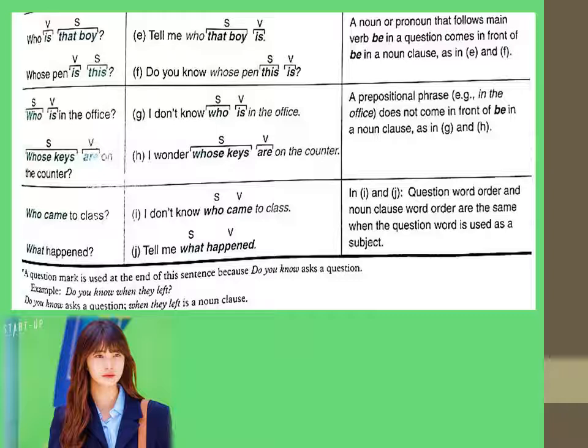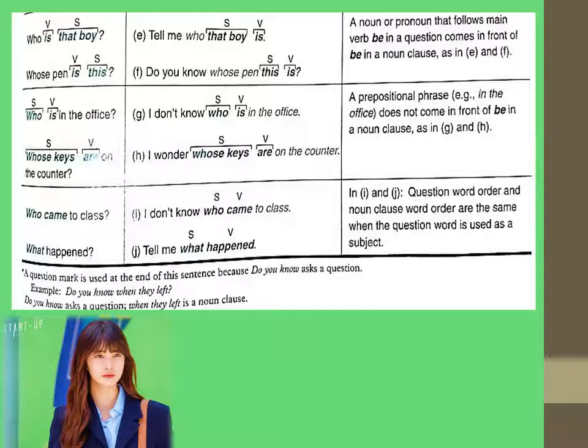A noun or pronoun that follows the main verb be in a question comes in front of be in a noun clause, as in E and F. Okay. Who is that boy? Now, that boy, the noun, follows the main verb is. But in the noun clause, the pronoun or the noun will come in front of be. Tell me who that boy is. That boy comes in front of be, is.